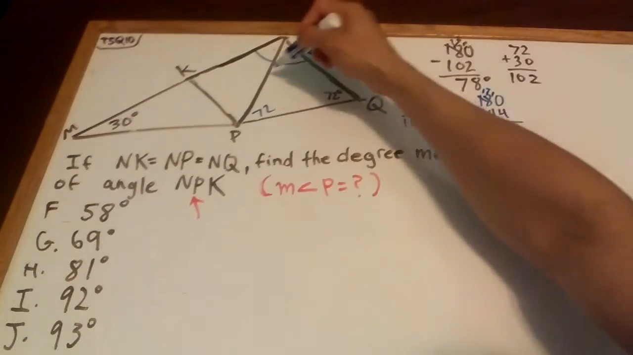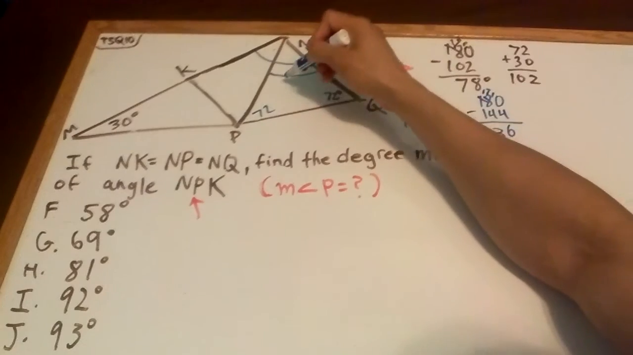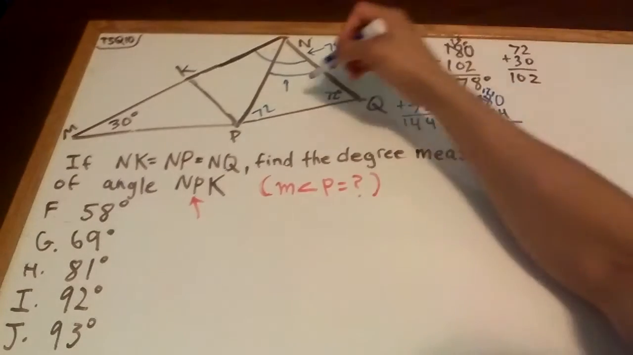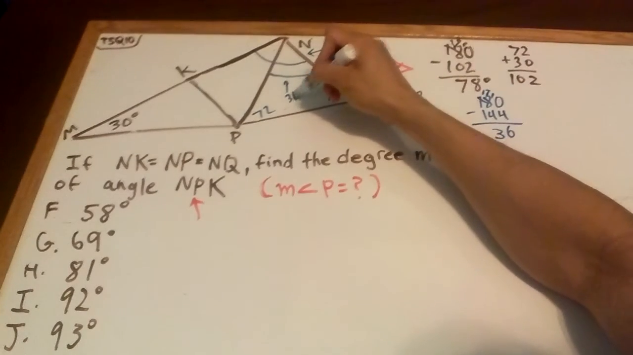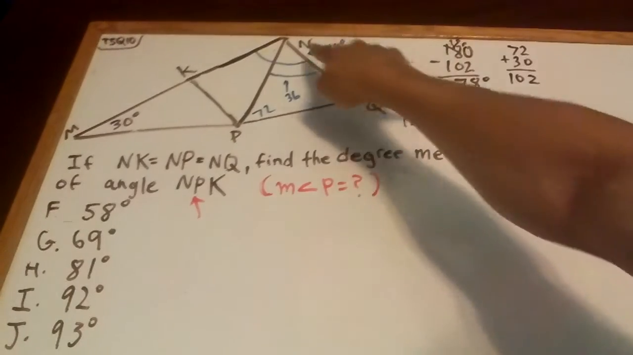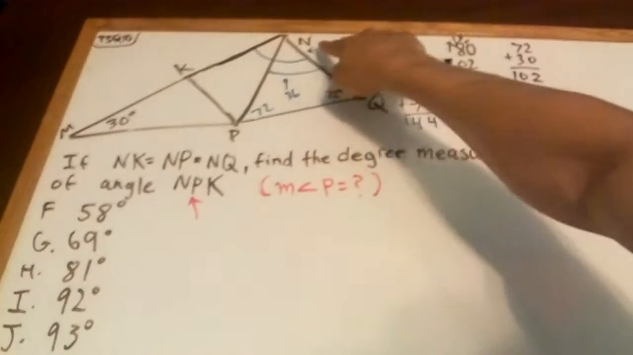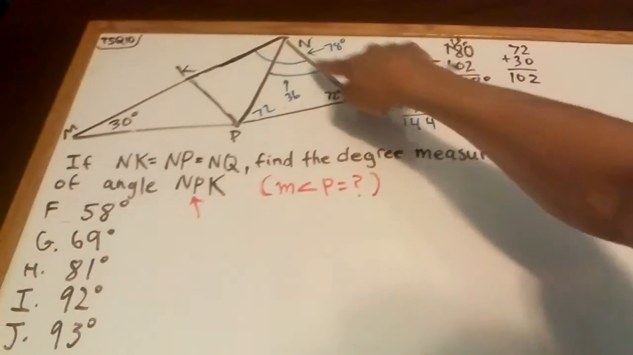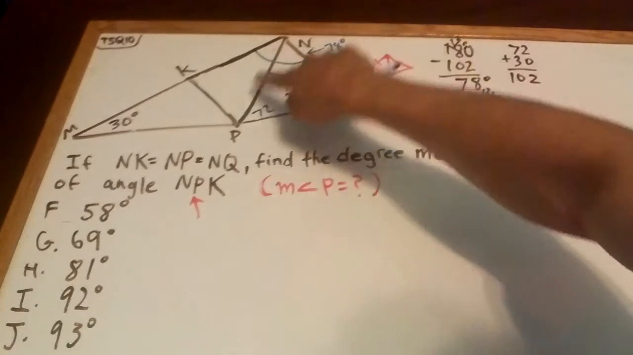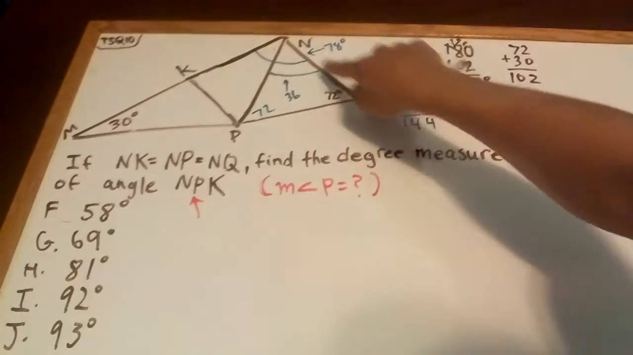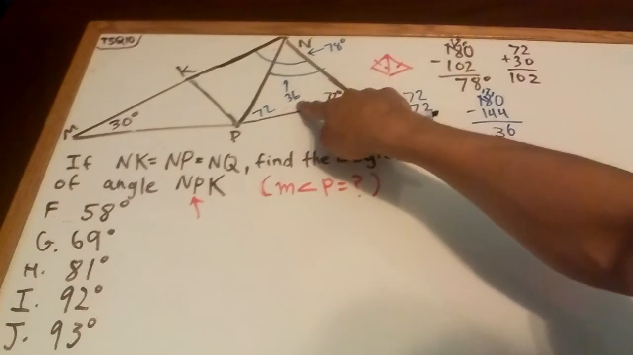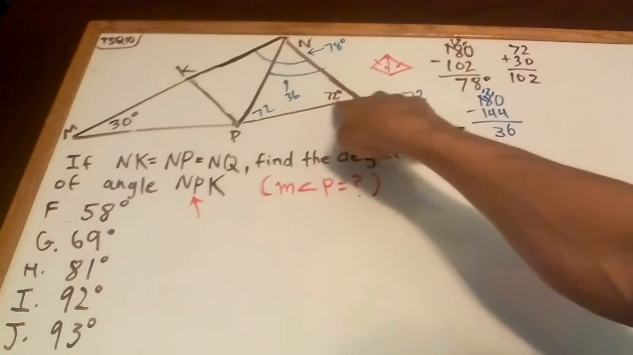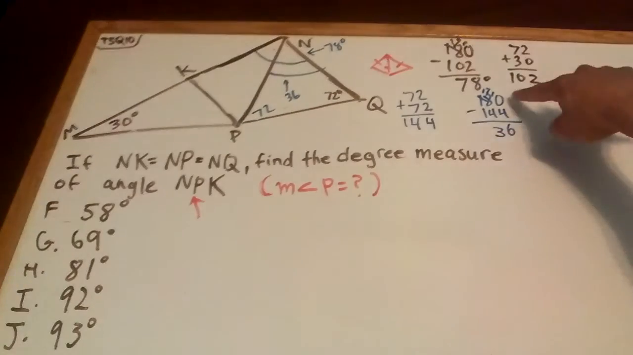So now we know that this top angle is 36. So this whole thing is 78, but this one angle here that belongs to the inside triangle on the right, this top angle is 36, because 36 plus 72 plus 72 gives us 180, okay?